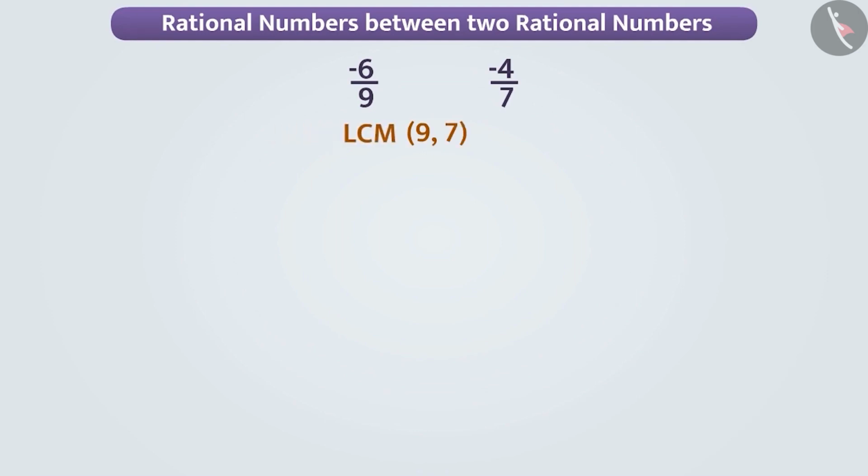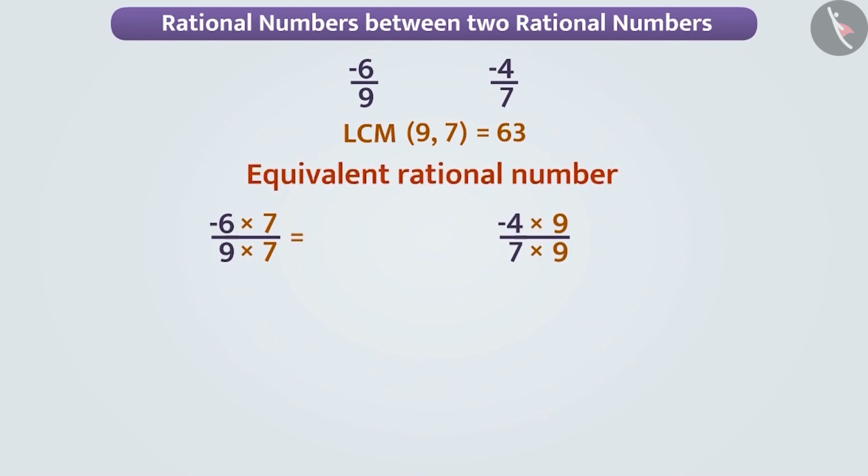Since the LCM of 9 and 7 is 63, we will make both their denominators 63. For this, we will multiply the numerator and denominator of -6/9 by 7 and multiply the numerator and denominator of -4/7 by 9. From this, we will get an equivalent rational number of -6/9 as -42/63 and the equivalent rational number of -4/7 as -36/63.